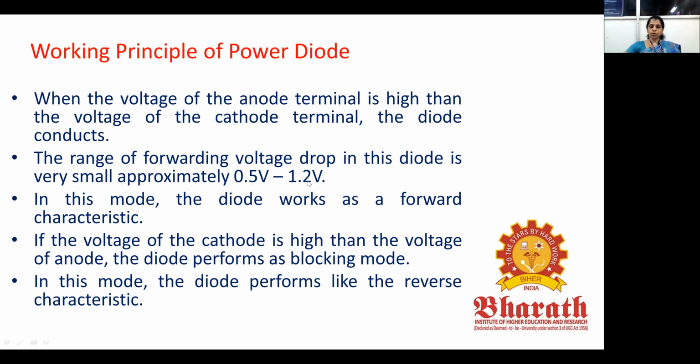Mostly the diode we are using in many applications is 1N4007. For that type of diode, the voltage drop is 0.7 volts. And in this mode, the diode works with a forward characteristic. If the voltage of the cathode is higher than the voltage of the anode, then what happens? The diode will act in the blocking mode, and in this mode, the diode performs its reverse characteristics.